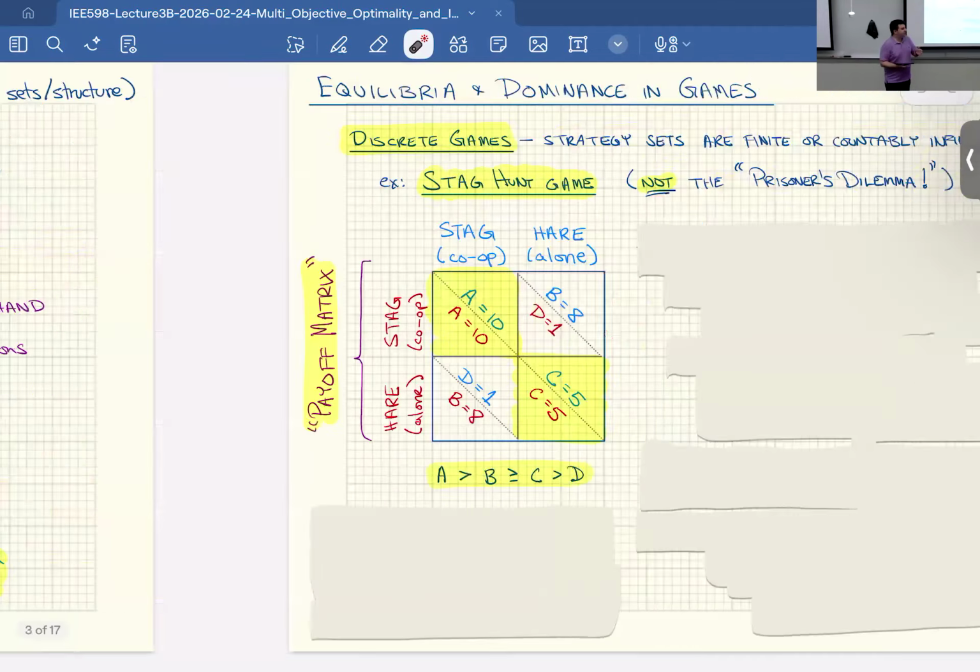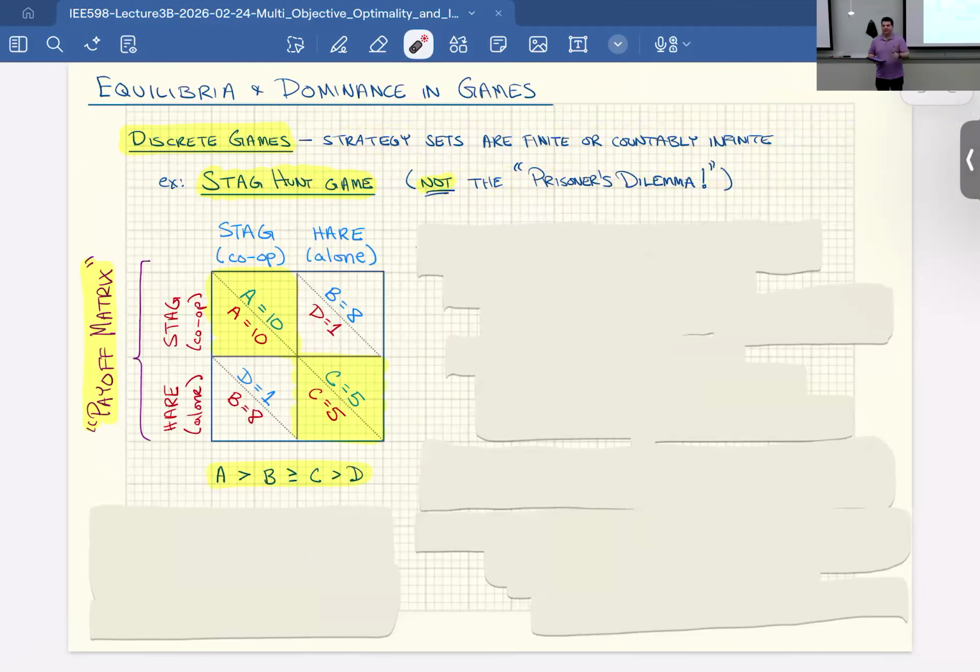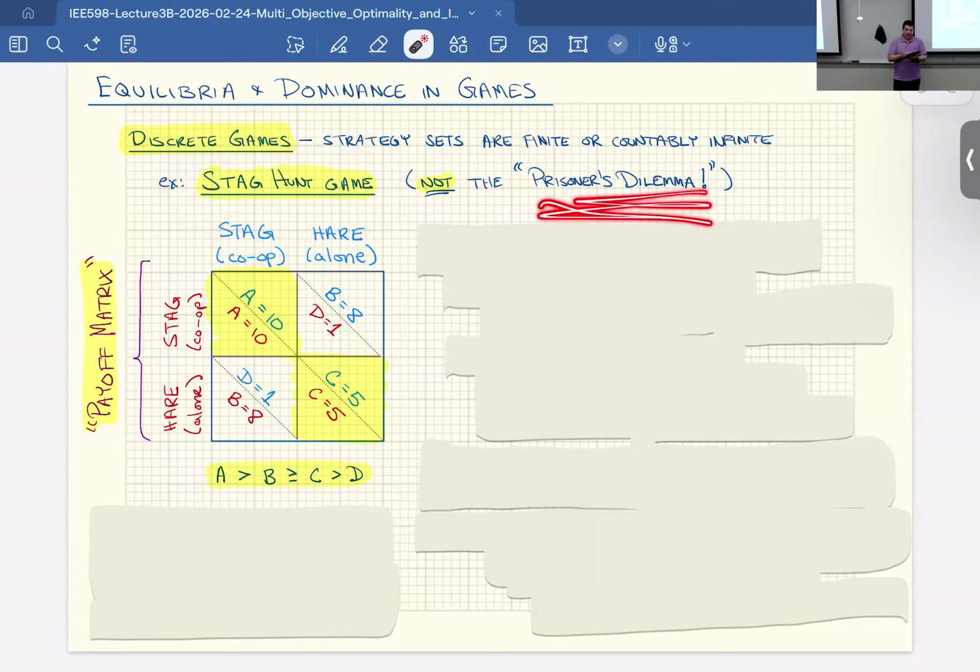Okay, so a simple case. This is for a so-called discrete game. So, discrete games and continuous games. Discrete games are when every player's strategy comes from a countable set or a finite set. So in this case, I've got two players, and this is called the Stag Hunt game. This looks a little bit like a prisoner's dilemma, if you've heard about that before. If you haven't, that's fine.